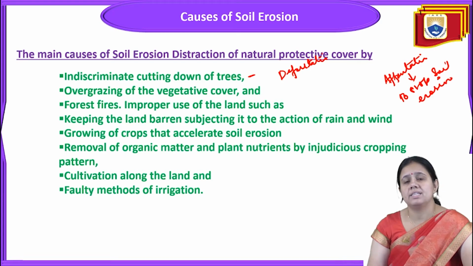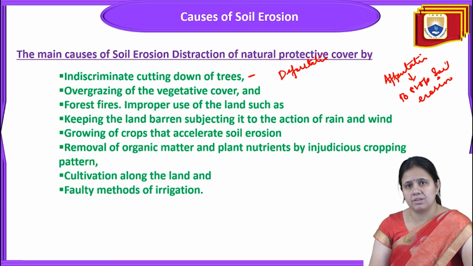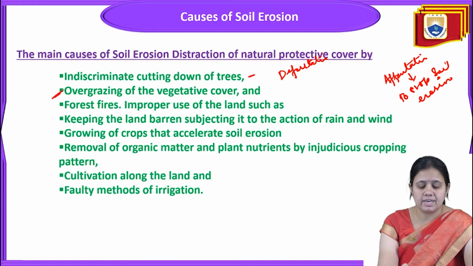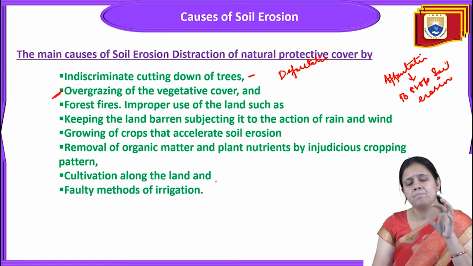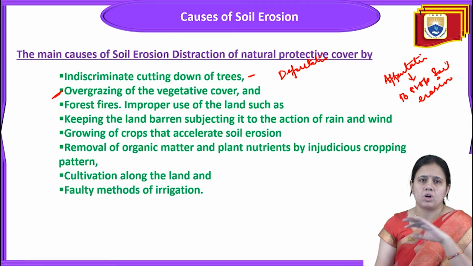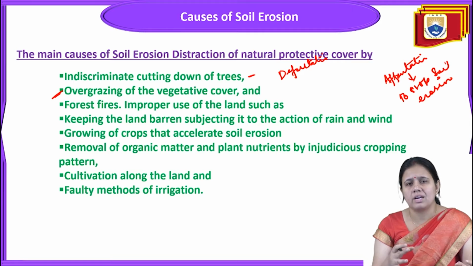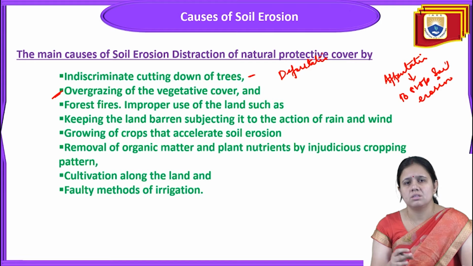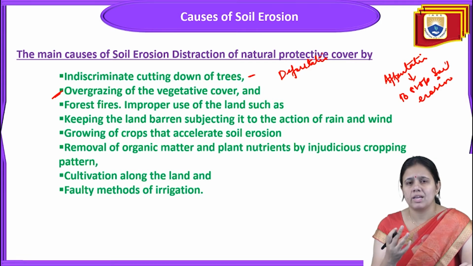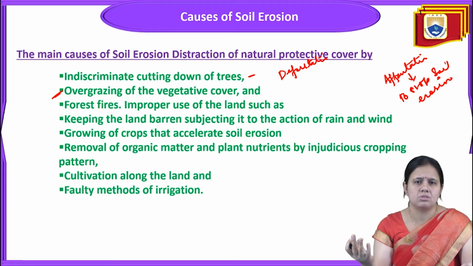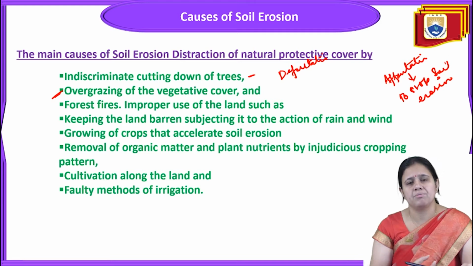Next point is overgrazing of vegetative cover. Overgrazing by cattle, overgrazing by livestock, because of overgrazing, little grass is left on the top layer of soil. Due to this reduction of grasses, the soil will lose its compaction. It will not be tightly bound with the roots, and due to this erosion will happen. Because soil is not tightly bound with the roots, it may be detached by any little external force. If runoff water comes, if wind comes, it will be moved by any little force.